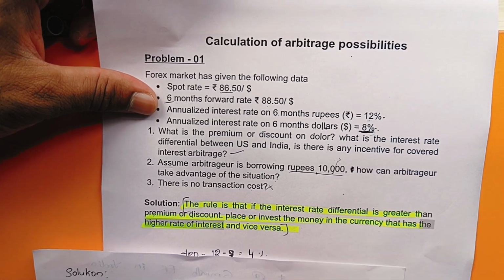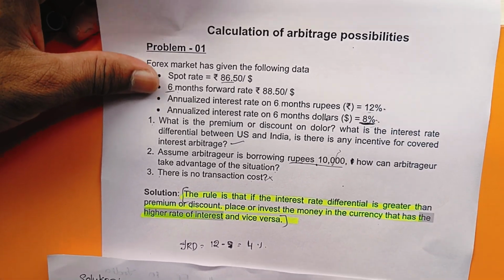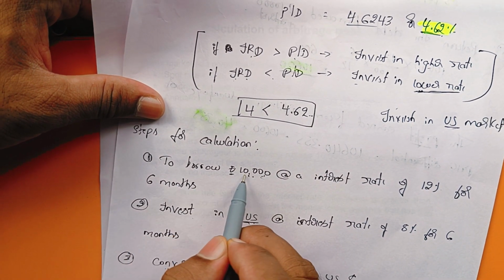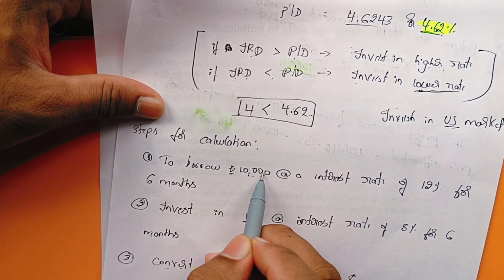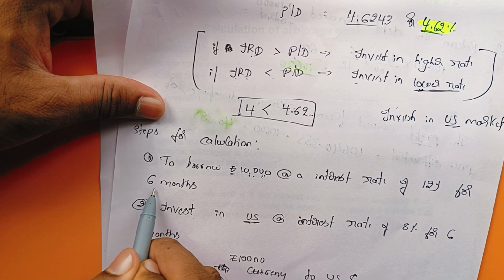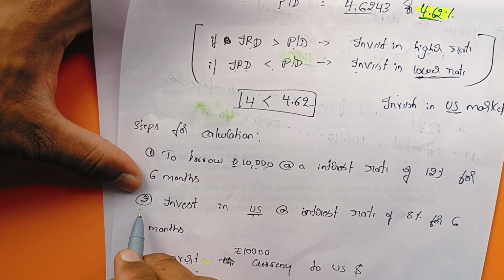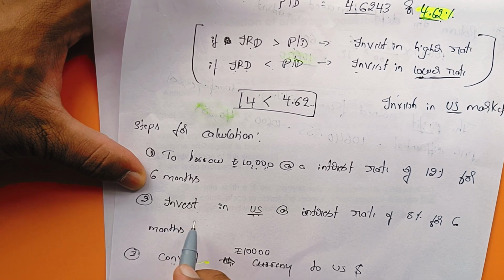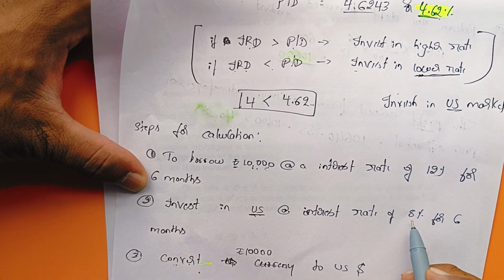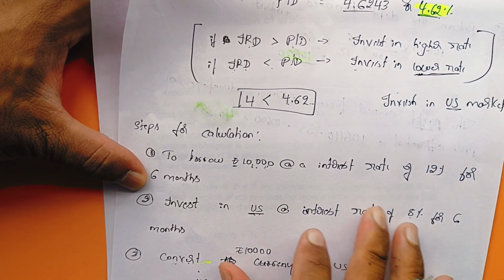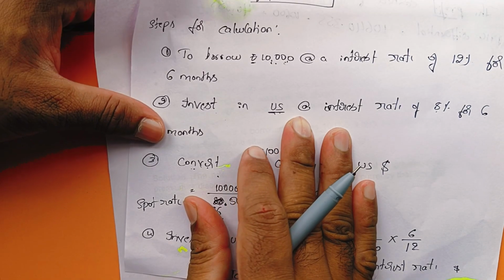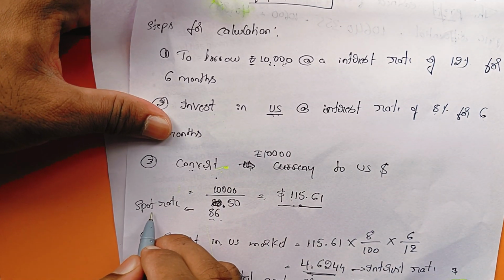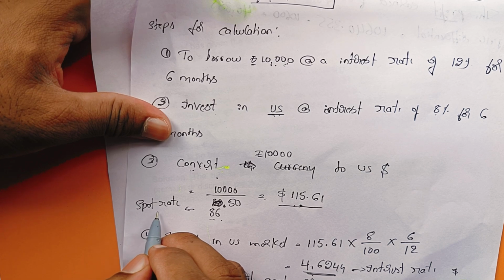If you want to invest in the US market, first we need to borrow from the Indian market. Then the steps go like this. First we borrowed rupees 10,000 at an interest rate of 12% for 6 months. That is done. Second, after borrowing we need to invest in the US market at 8% interest for 6 months. To invest, first we need to convert the amount. We are converting based on the spot rate, an immediate conversion.